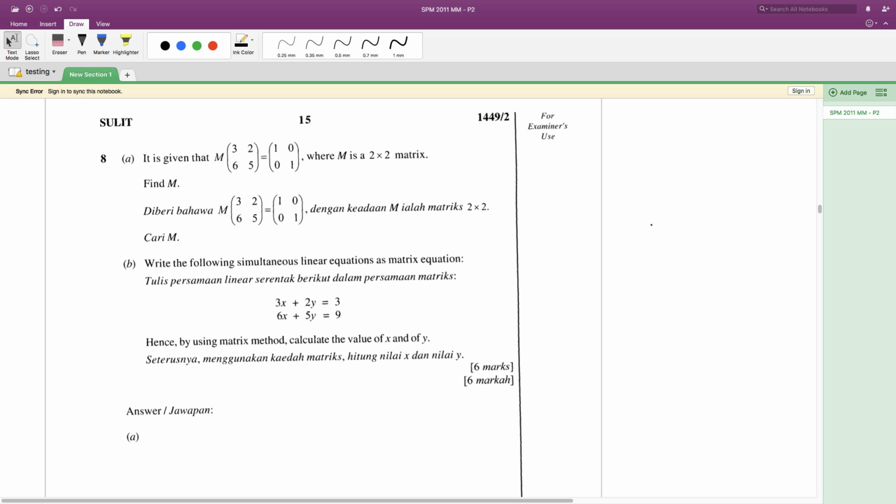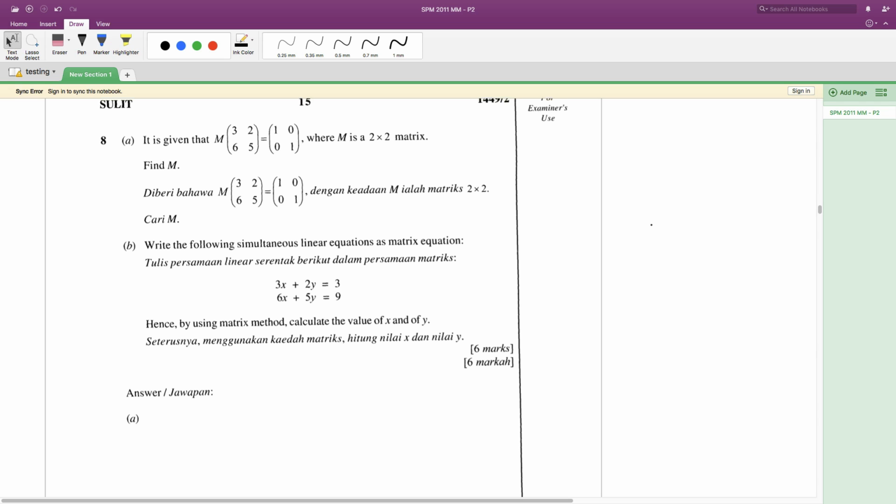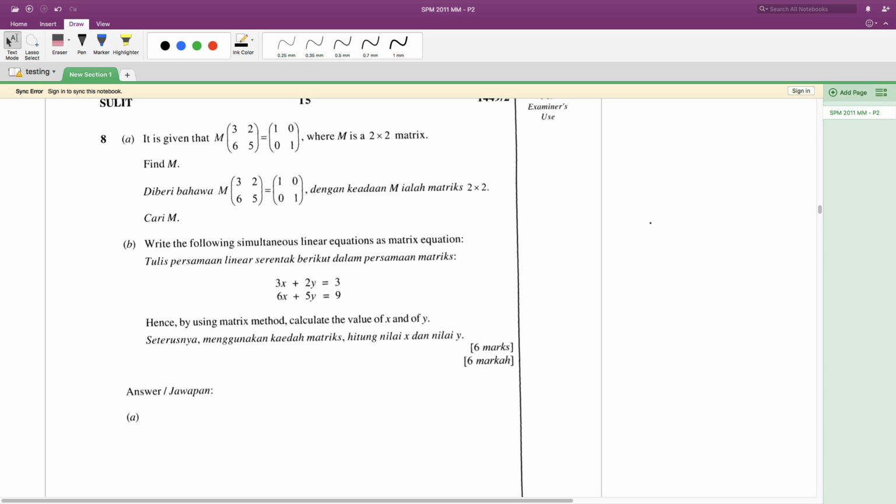Then I move on to number 8. Okay, this is matrix topics. It's given that M multiply this matrix equals to 1, 0, 0, 1, where M is a 2 times 2 matrix. So the first thing you have to understand is what is 1, 0, 0, 1. 1, 0, 0, 1 in matrix means identity matrix. Identity matrix means I.